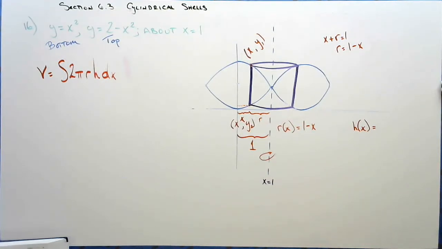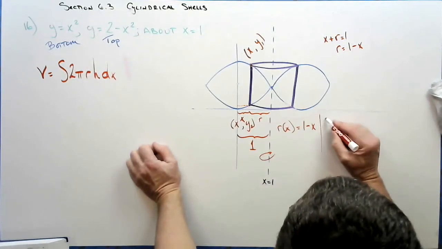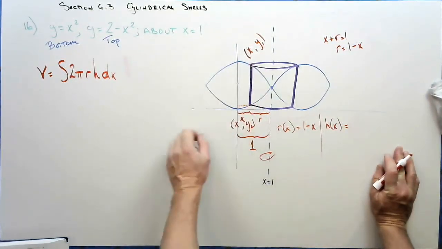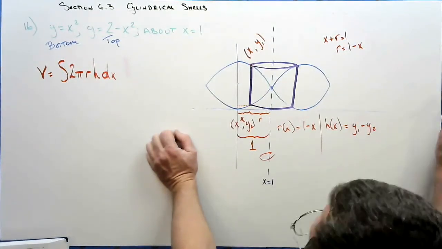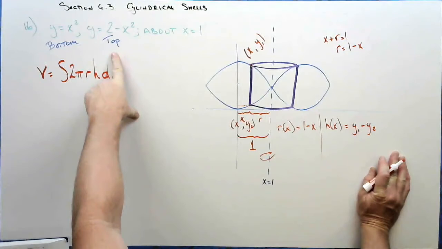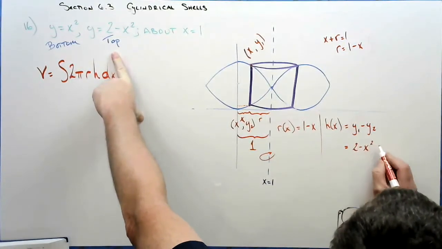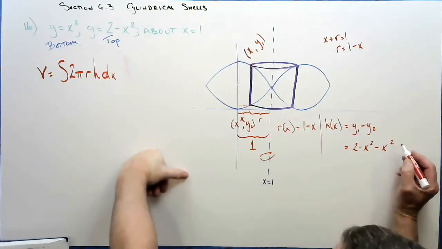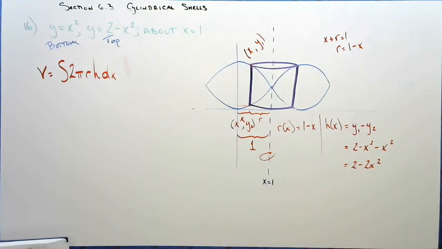What about our height? Well, our height, right now I'll move this over a little bit just in case we need some more room. Our height is y sub 1 minus y sub 2. Now, who is y sub 1? We said y sub 1 is the top function, so that's going to be 2 minus x squared, minus y sub 2, which is also x squared. So we get 2 minus 2x squared. And now we're ready to plug it into our formula.